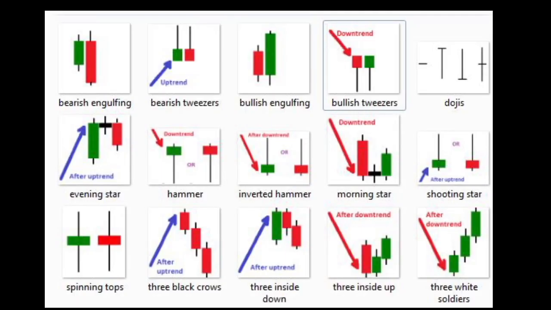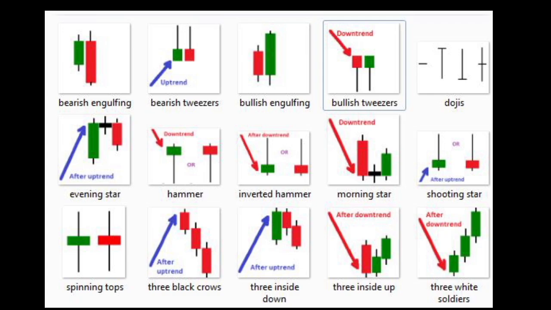All right, so here we have a few different single, double, and triple candle patterns. With this, each one is going to tell you something different. So, for example, we have the first one in the top left corner. That is a bearish engulfing.